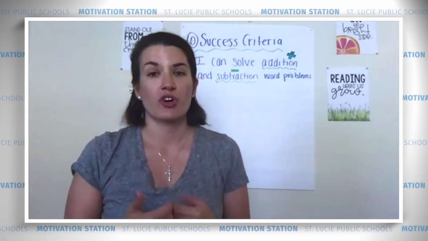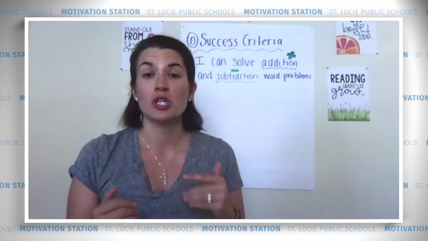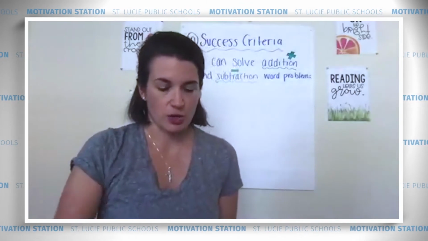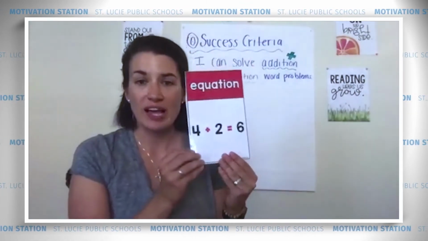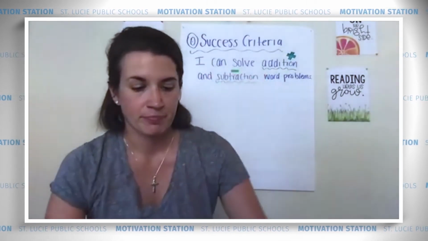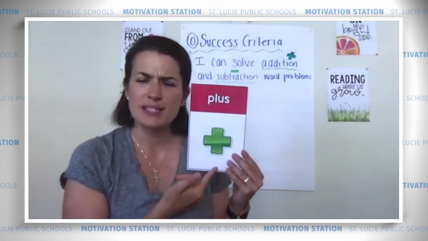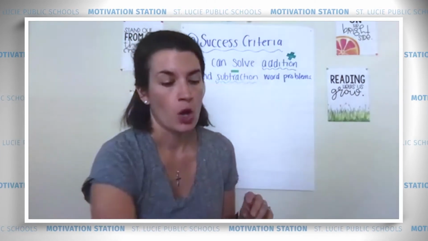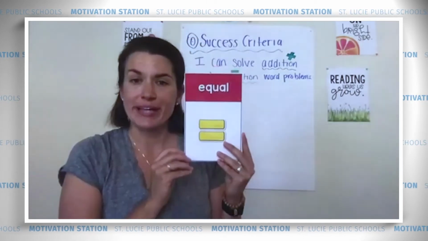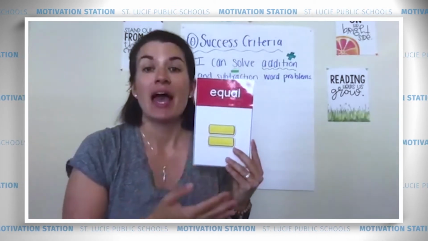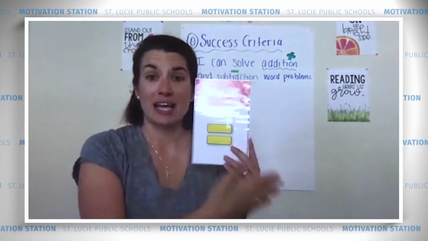Okay, let's start with our review. To review, we're going to go over some of our important vocabulary words that we need to know when we are working on our success criteria. The first one is an equation. An equation has numbers that we are using to solve the problem, and symbols. A lot of the symbols we use is the plus sign. When we see the plus sign, what do we do? You're right, we add. We also have the equal sign. What does equal mean? You're right, equal means the same. Both sides of the equal sign are the same.